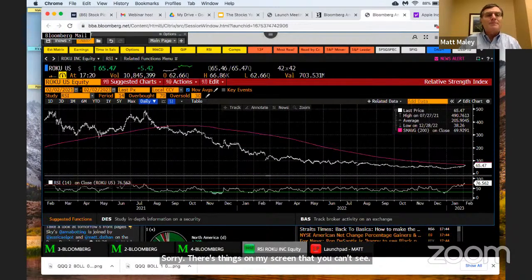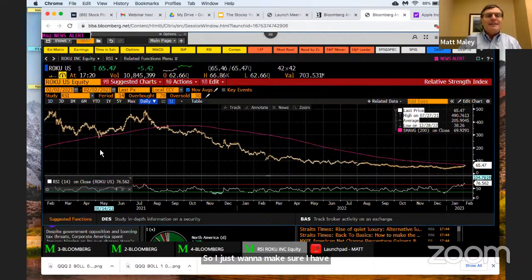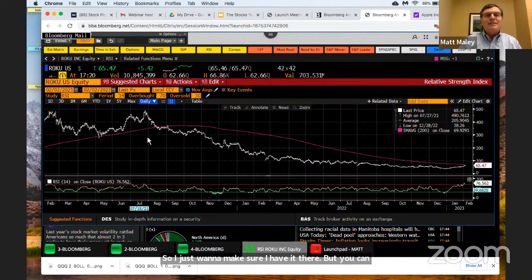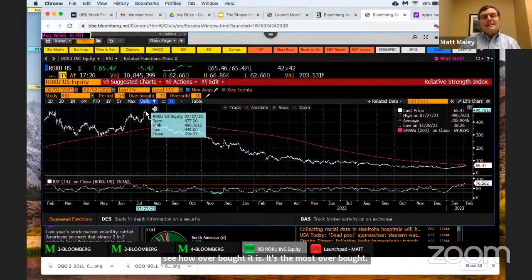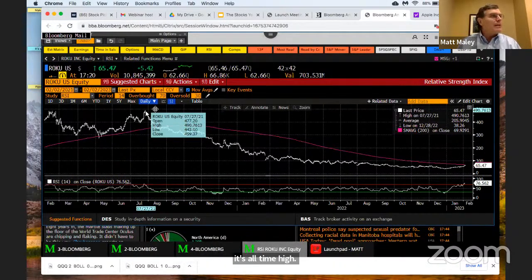It's the most overbought it's been since way back in June and July when it hit its all-time high. So this one you want to be careful about. I know it doesn't expire until later this month. But then I see, looking at Apple now, the stock is not down that bad.